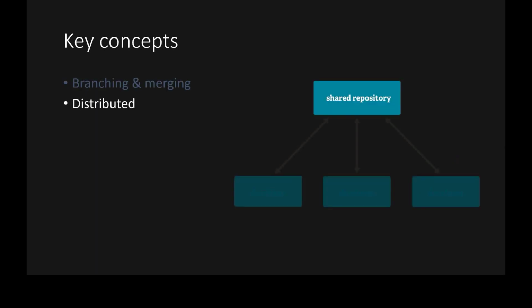A second concept, and that was the word on the previous slide, is distributed. It's also something really hard to get your head around in the beginning, because if you work with other source control systems, they are not distributed. There is one, let's say, main version of the truth, and everything is related to that. But it's not that case in Git.